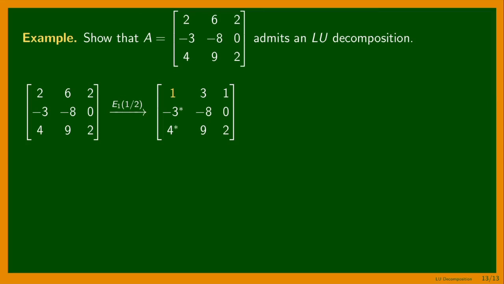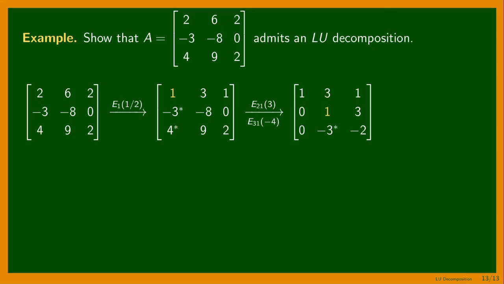I've written an asterisk on top of -3 and 4 because we would like to eliminate them. To eliminate -3, we perform a type 3 operation, which is E_21(3). To eliminate 4, we're going to perform a type 3, which is E_31, because it's in the third row, the pivot is in the first row, and then change the sign of 4. Like so. Doing the elimination gives us the following matrix.